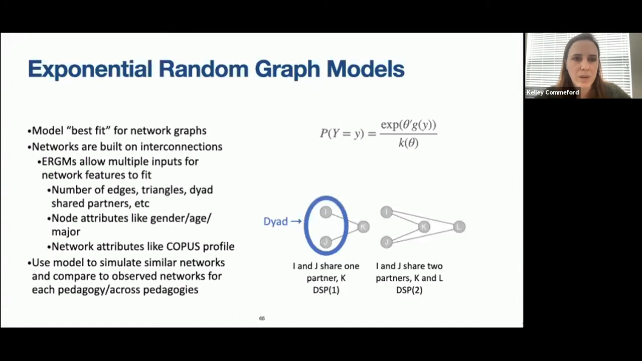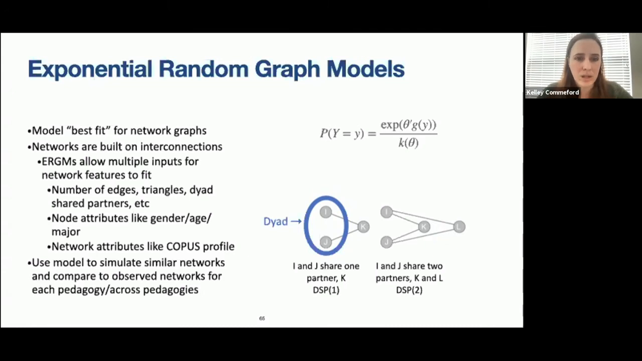An exponential random graph model is essentially the best fit for network graphs. Networks are built on these interconnections, and these ERGMs allow multiple inputs for network features to fit. So you can fit based on number of edges, the number of triangles, some node attributes like your gender, age, or major, or network-wide attributes like what pedagogy you are, or what your COPUS profile looks like. That is why ERGMs are really exciting, because we can take the network aspects and the COPUS aspects and smush them together to really talk about, does the COPUS drive the network development, or is it just random?